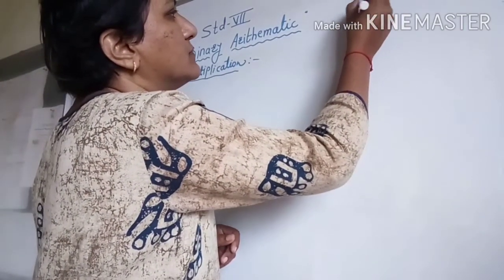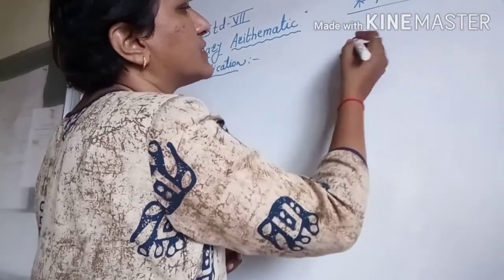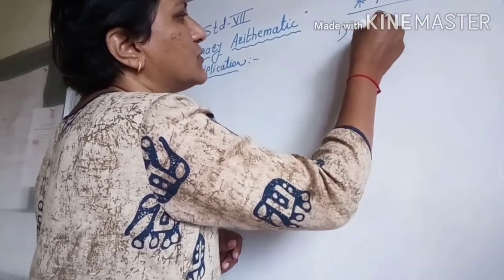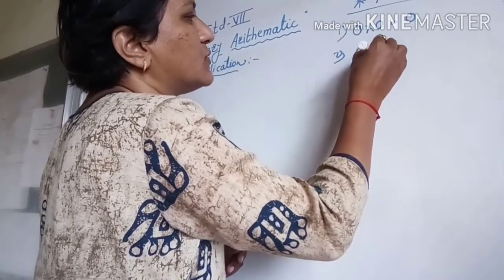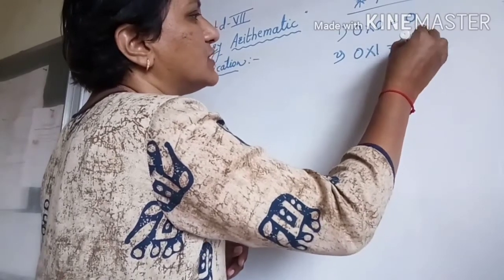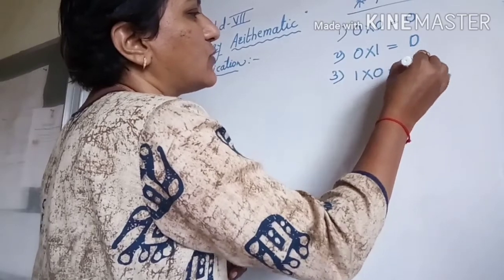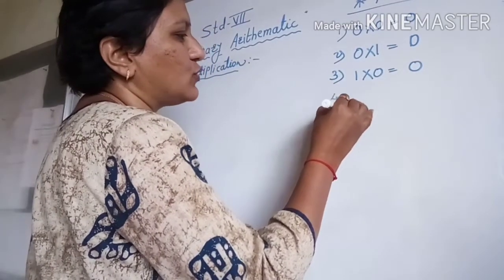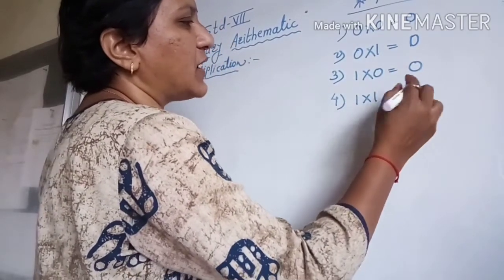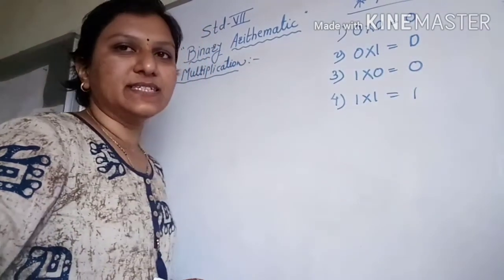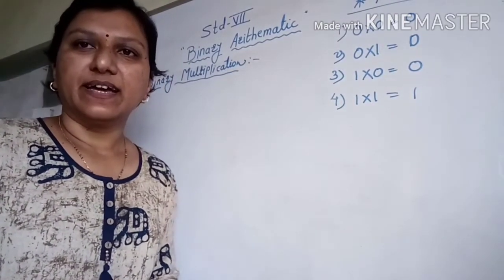Multiplication rules. The first rule is 0 into 0 will have the value 0. Second rule, 0 into 1 will have the value 0. Third rule, 1 into 0 will again have the value 0. And fourth rule, 1 into 1 will have the value 1. So all these are the rules for multiplication. Now let us move to the examples.